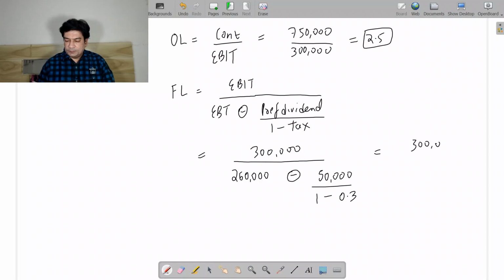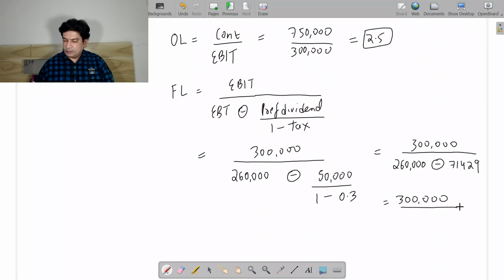So 3 lakhs divided by 2,60,000 minus 50,000 divided by 0.7. So 71,429 I am getting. So 3 lakhs have to be divided by 2,60,000 minus 71,429, which is 1,88,571. So 3 lakhs divided by 1,88,571. So 1.59 I am going to get as my financial leverage.